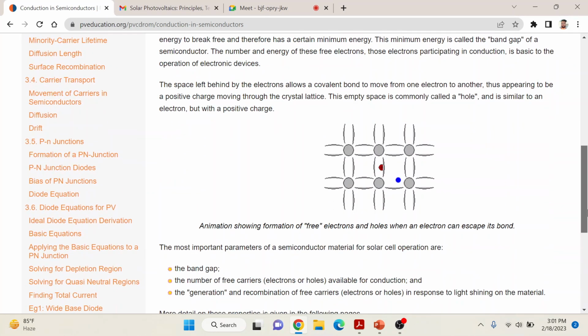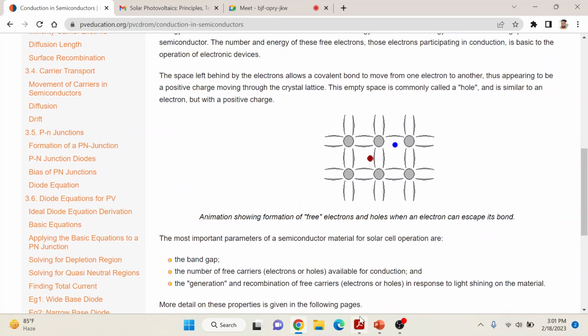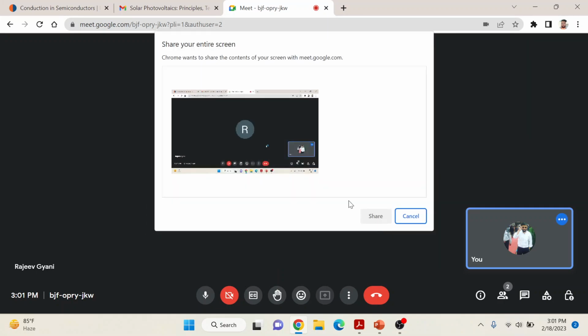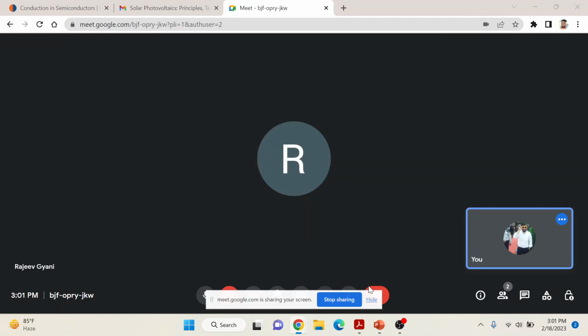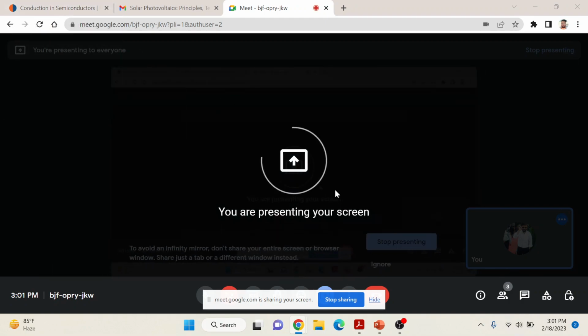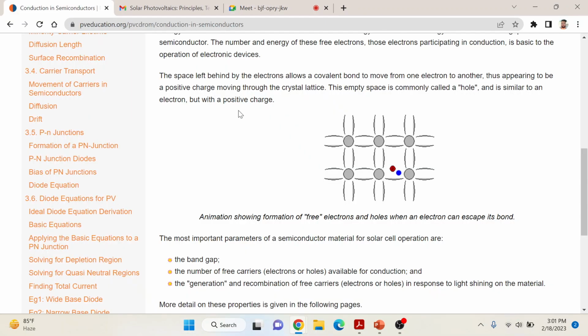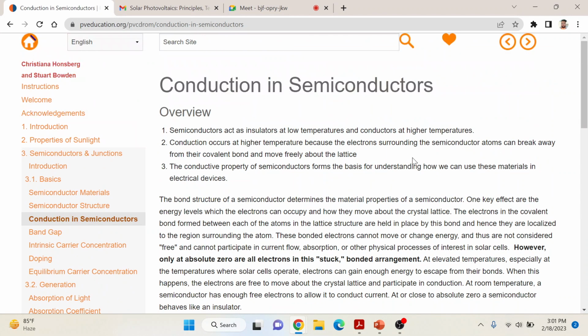Can you write down the link in the chat box? Oh, I have not shared my screen. I'm so sorry. Just a minute. Now you can see. I'll definitely do it. Are you able to see my screen, Rajiv ji? Yes. Okay, so now you see. Are you able to see the screen? Yes.